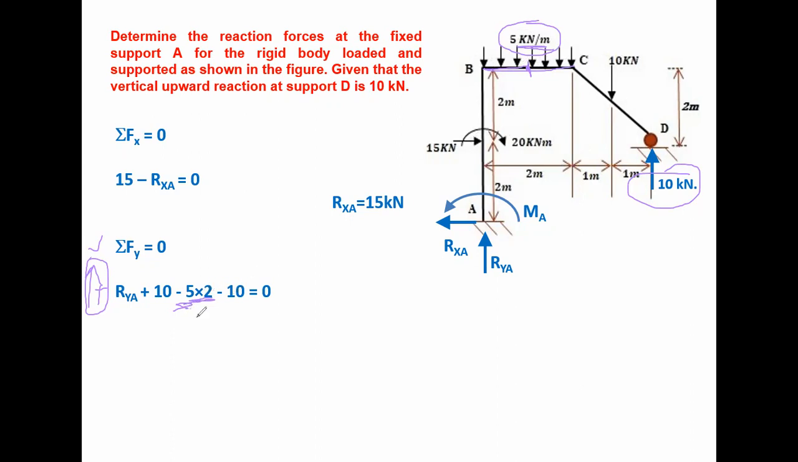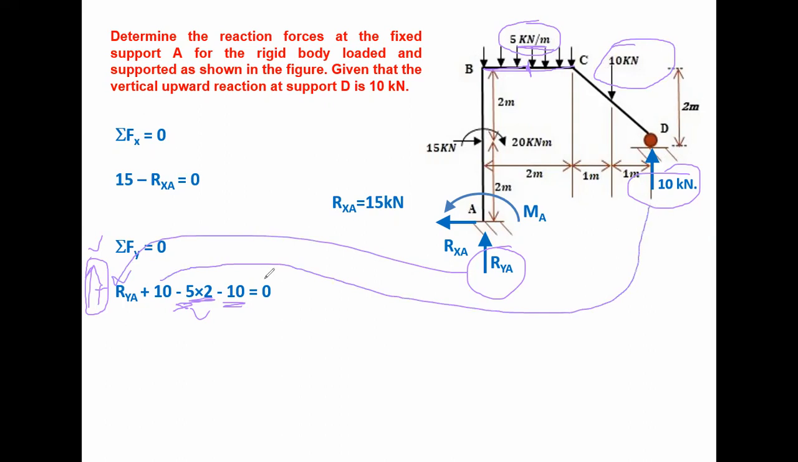Okay. So then this is one. This is another vertically downward external force, that is 10 kilonewton. So I'm writing here 10 kilonewton with a minus sign. So this is Rya written over here, right? 10. This one I have written here. Good. And this 5 into 2 is because of this force, and this 10 because of this force.